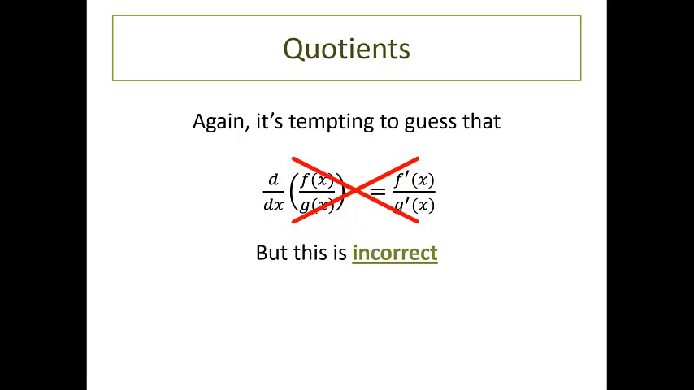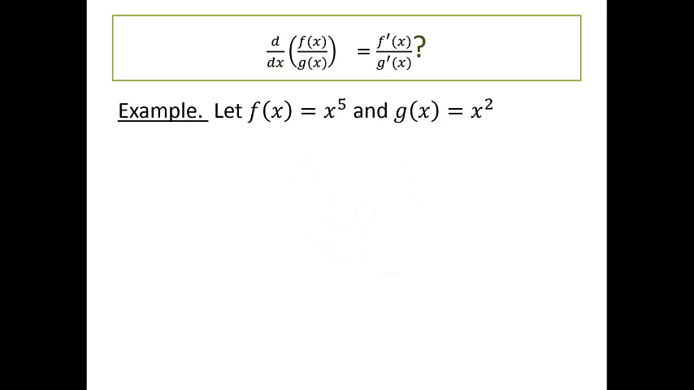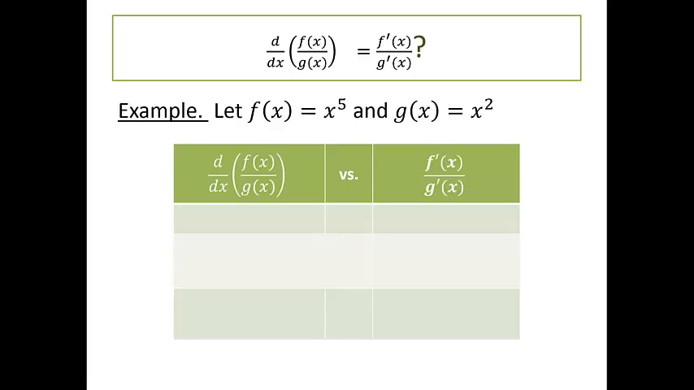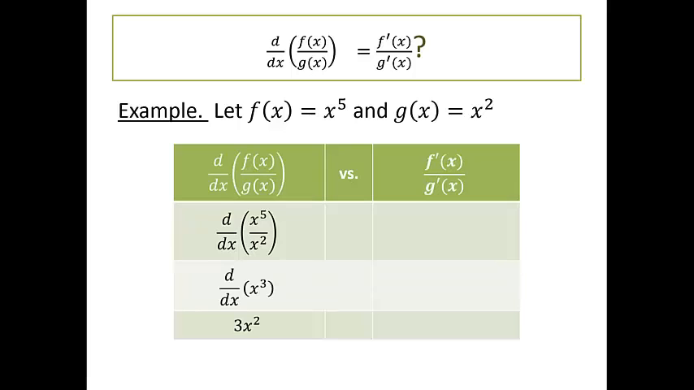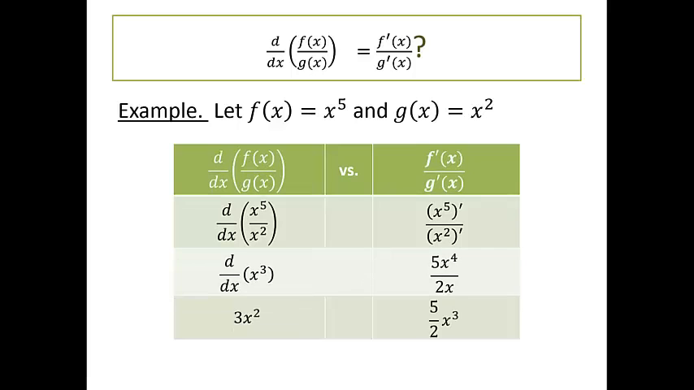To see why, let's consider the example where f of x is x to the 5th and g of x is x squared. We want to compare the derivative of the quotient with the quotient of the derivatives. On one hand, we have the derivative of f divided by g, which in this example is the derivative of x to the 5th divided by x squared, or the derivative of x cubed, which is simply 3x squared. On the other hand, we have the derivative of x to the 5th divided by the derivative of x squared, which is 5x to the 4th divided by 2x, or 5 halves x cubed.